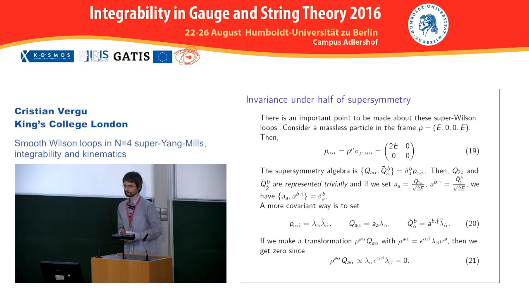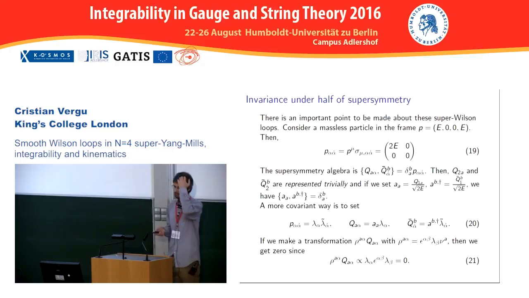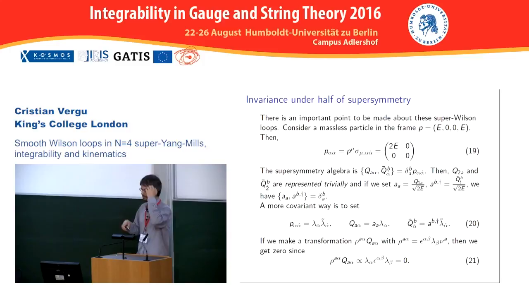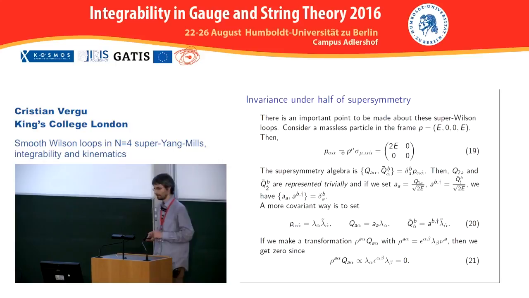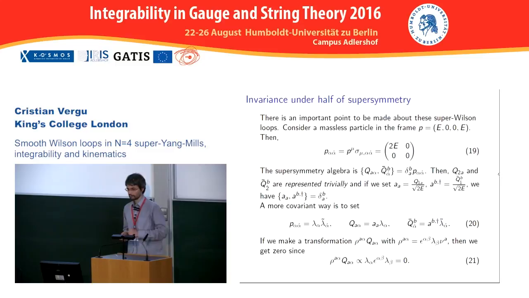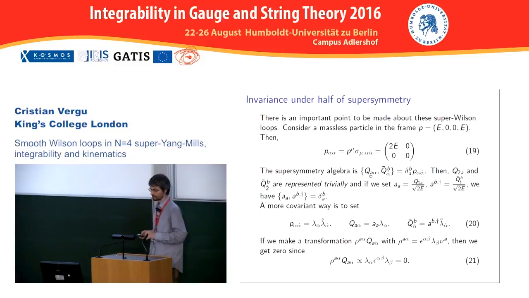OK, so let's step back for a moment and discuss the kinematics. Here I'm starting in a very basic way. Consider a massless particle. The trajectory of this massless particle can be seen as a part of one of these Wilson loops I considered. I think this should be familiar: for a massless particle, I can go to this special frame, and the momentum can be written in this way. And the symmetry algebra is this. And the consequence is that Q2 and Q2 dot are represented trivially because of this zero here. So if I replace alpha by 2 and alpha dot by 2, I get zero.